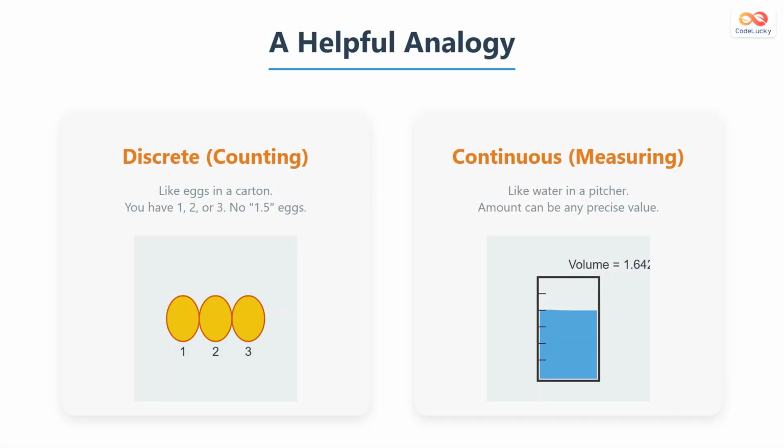Let's use an analogy to make this concrete. Think of a discrete variable like a carton of eggs. You can have 1 egg, 2 eggs, or 3 eggs. You cannot physically have 1.5 eggs in a shell. It is a count. Now, think of a continuous variable like water in a pitcher. You can have any amount of water. You could have 1 liter, or 1.5 liters, or 1.55 liters. The amount of water is a measurement that flows smoothly without steps.